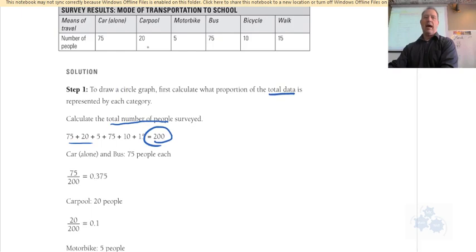Then you have to find out what percentage each section is. The car is 75 people, so that's 75 out of 200. Do you see how you get this decimal? 75 divided by 200 is 0.375. So that is 37.5%. Everyone see that?